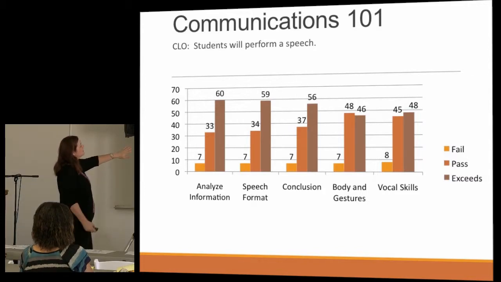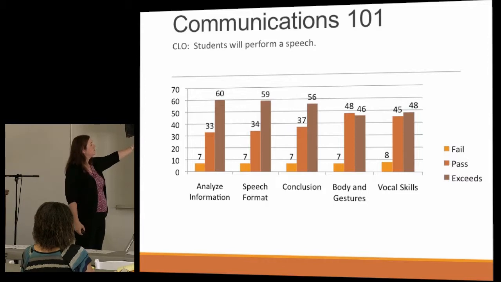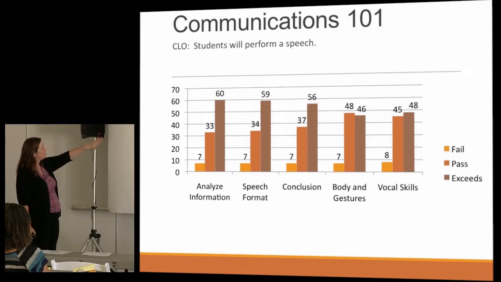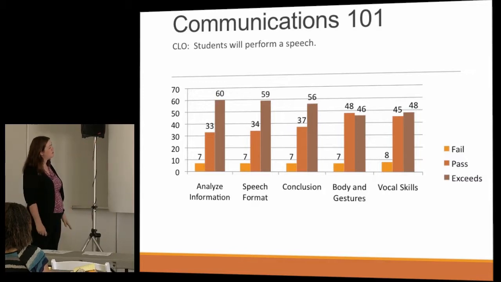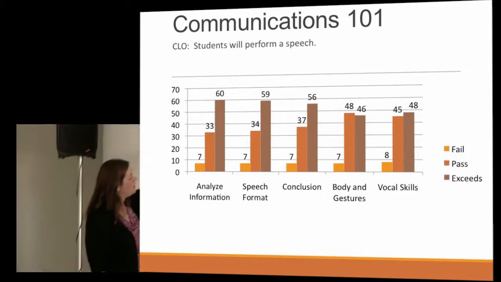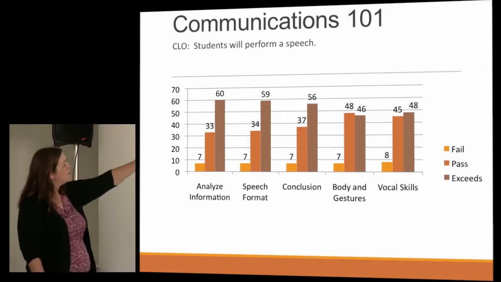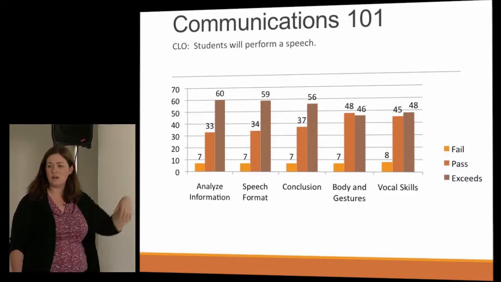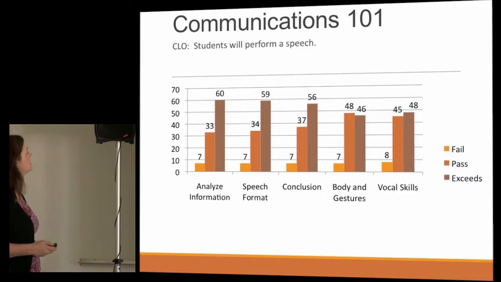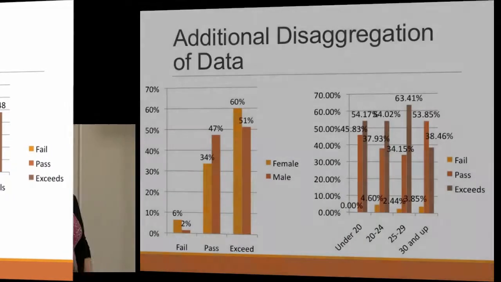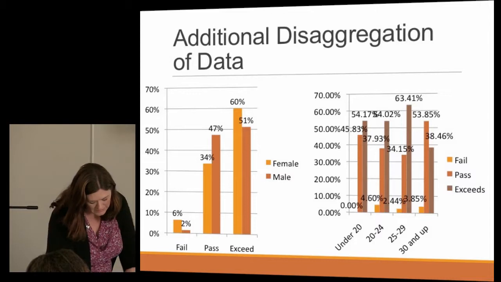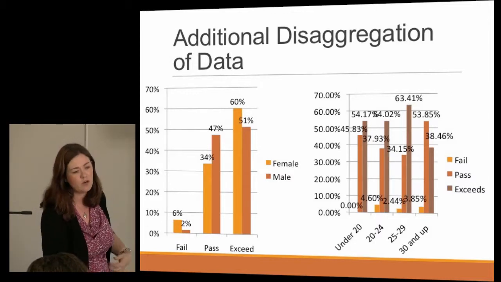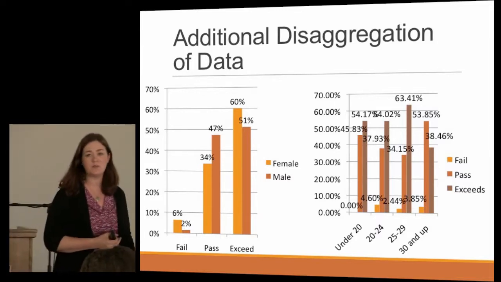So this was the overall data, how well students did in each area of the rubric. You can see that generally, their skills are fairly good. They didn't have too many students failing. And in some cases, students are passing or exceeding at the same level, depending on the area of the rubric. Then we disaggregated it by 1.5, use of gestures and body skills. We disaggregated it based on a whole bunch of them, but I just pulled the data for this particular one.